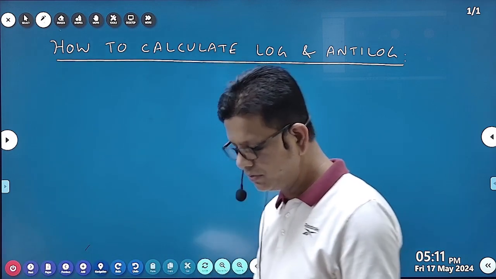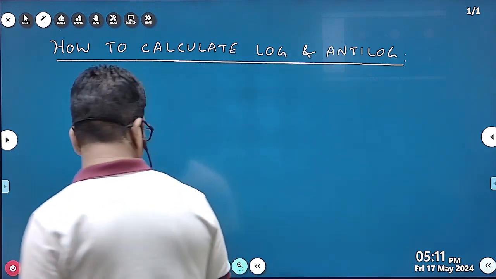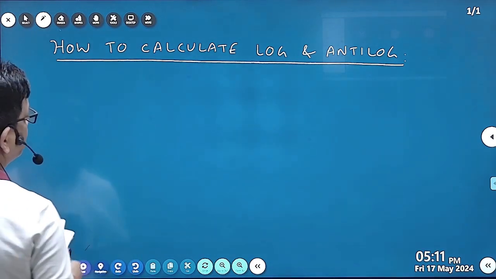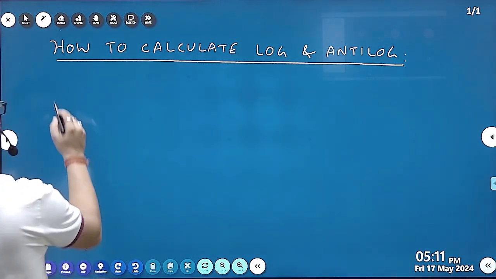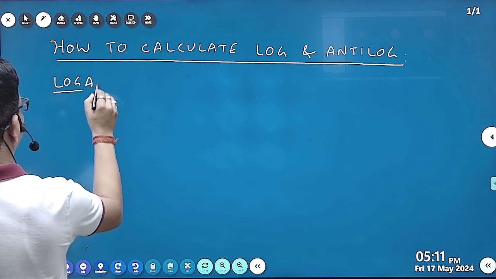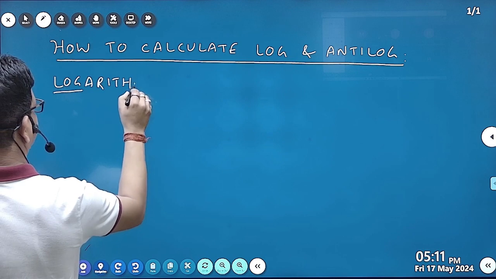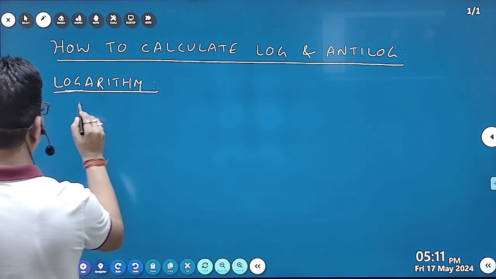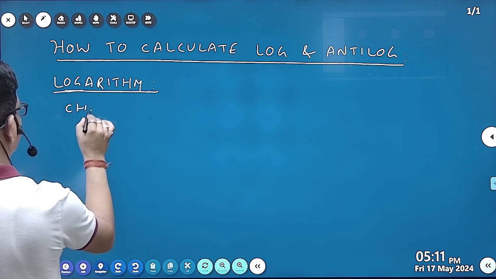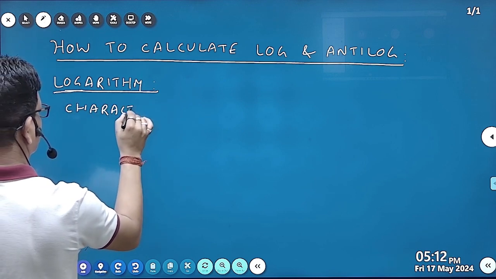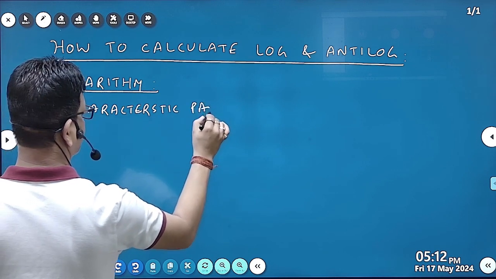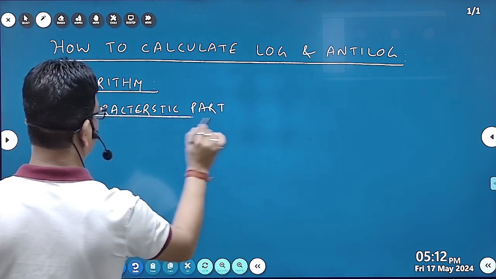So what I was saying is that we'll first write the notes on how to calculate logarithm and anti-logarithm. This is what I have written, how to calculate log and anti-log. First of all, for log, the logarithm, let me write the full form. For logarithm, there are two parts. I'll explain that. This is the characteristic part.